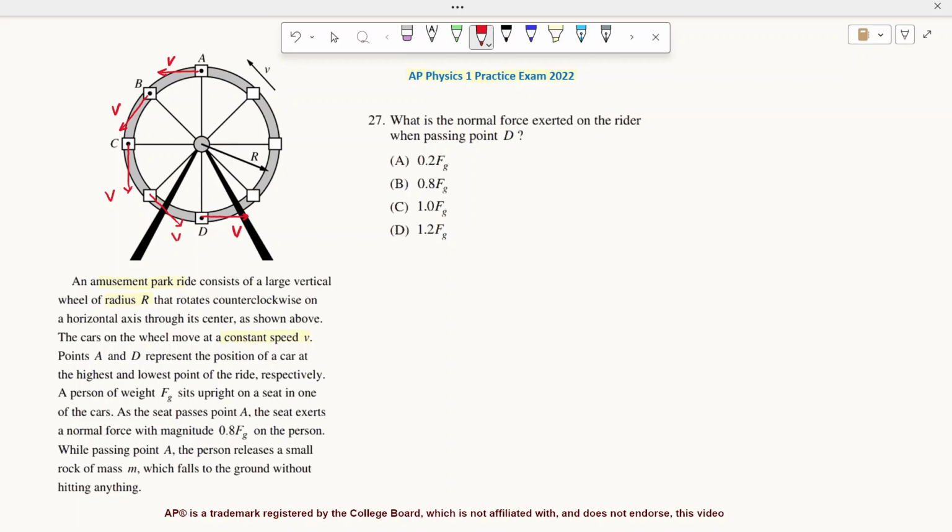Now the points A and D are the highest and the lowest points respectively. So if a person is sitting inside this car, the weight of the person is the force of gravity Fg, and as the seat passes the point A, the seat exerts a normal force of 0.8 Fg, meaning 80% of the weight of the person.